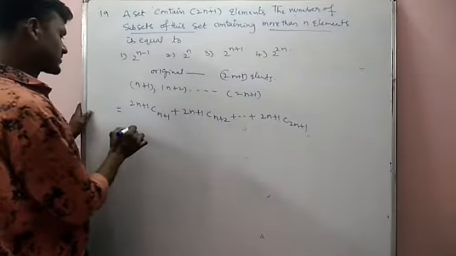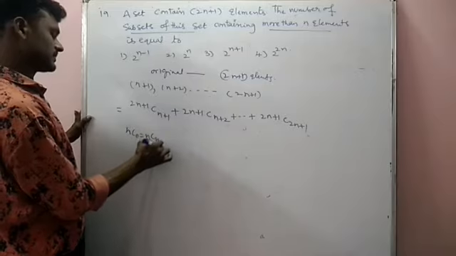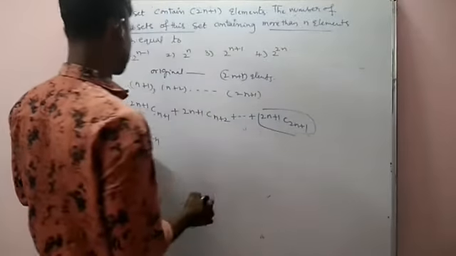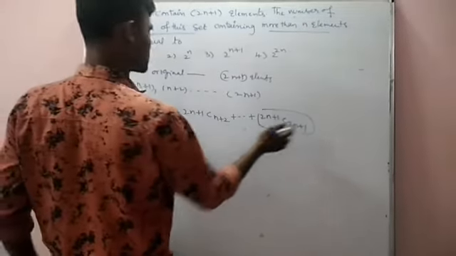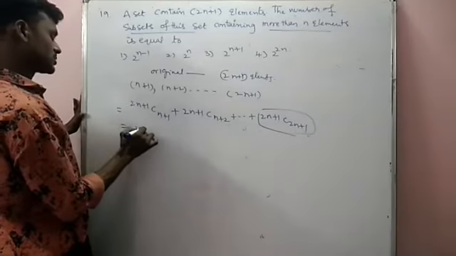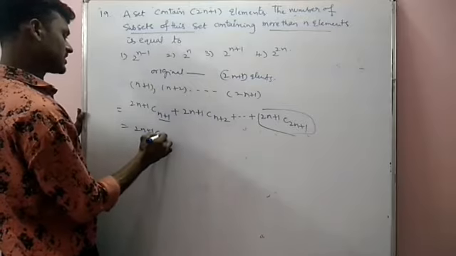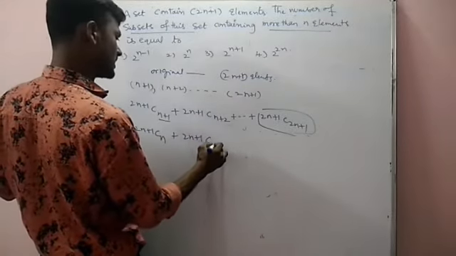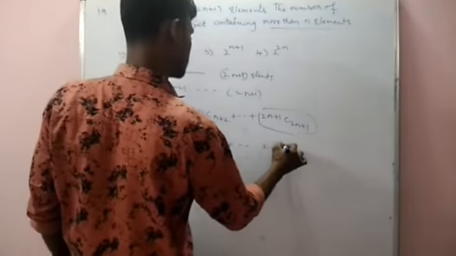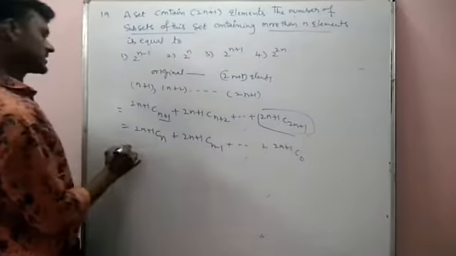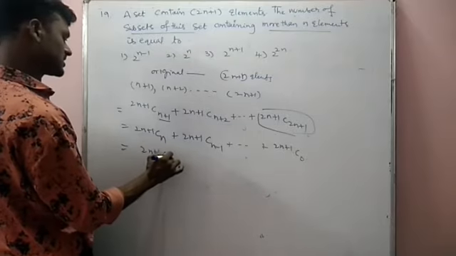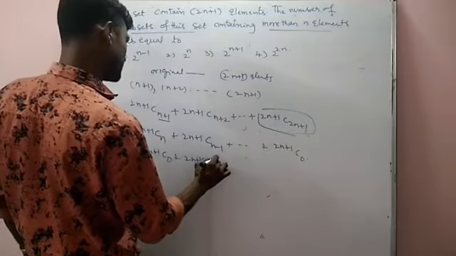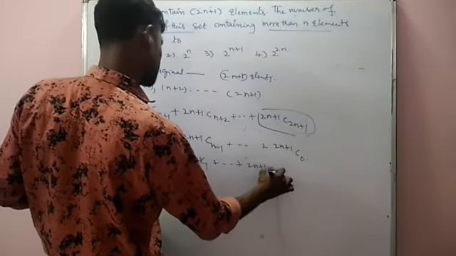See here, actually nc0 is equal to ncn. Here also, instead of 2n plus 1 c 2n plus 1 we have to write 2n plus 1 c 0. Then here instead of n plus 1 we have to write n, then n minus 1, and so on up to 2n plus 1 c 0. Rewrite in reverse order: 2n plus 1 c 0, 2n plus 1 c 1, and so on up to 2n plus 1 c n.